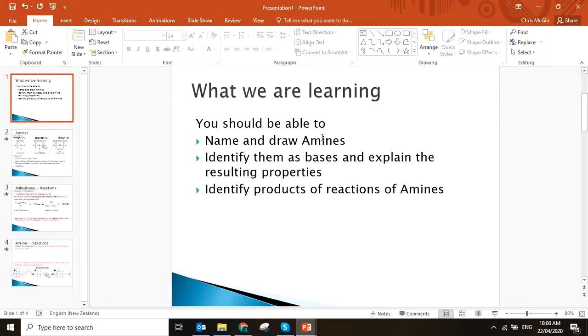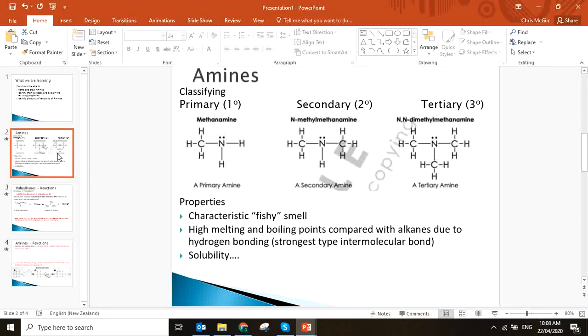You should be able to name and draw amines. You should be able to identify them as bases and explain the properties resulting from that, and then identify products of the reactions of amines. So first things first, an amine has its functional group as an NH, okay? And depending on how many carbons are bonded to that nitrogen will depend on how many H's there are.